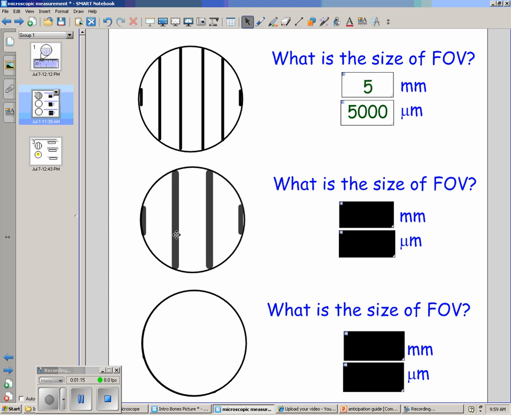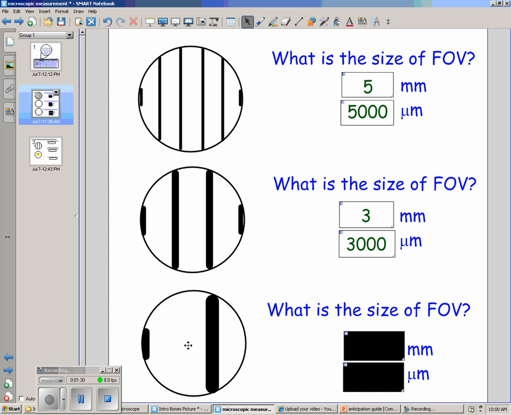Let's try another one. Count the spaces. 1, 2, 3. 3 millimeters. And how many micrometers is that going to be? You should have answered 3,000. We'll do one more. This one's a little different. You can see that we have a big space here and a smaller space here. So that we can count as 1 1/2 of the space. And then we move the decimal point 3 places, 1, 2, 3, and our answer would be 1,500 micrometers.